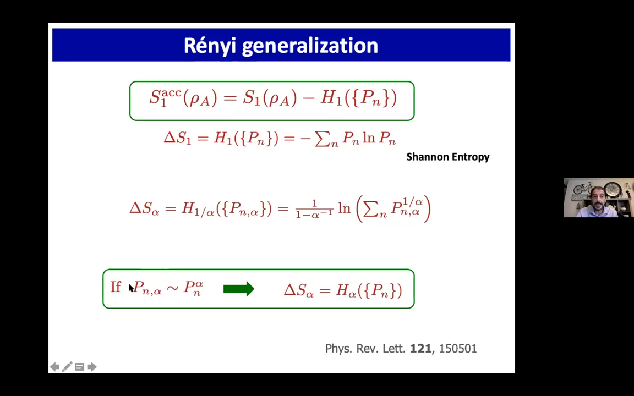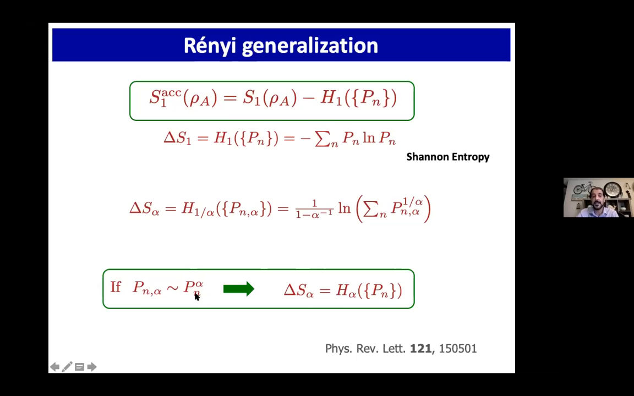However, it could be equal to the Rényi of the particle number distribution if the auxiliary distribution P_n^α is proportional to P_n to the power of α. And of course, the proportionality could be fixed by the normalization of P_n^α. So in this case, we recover this result.